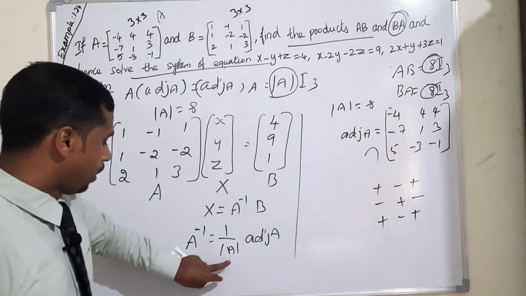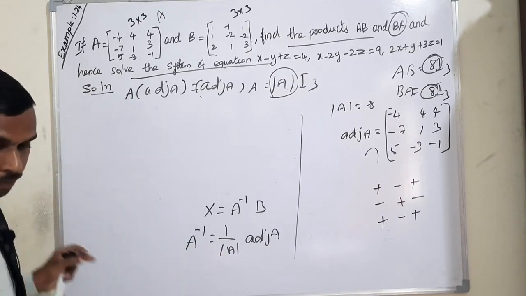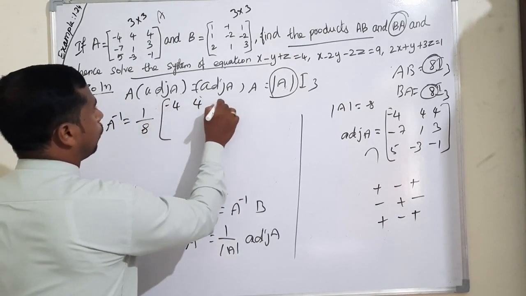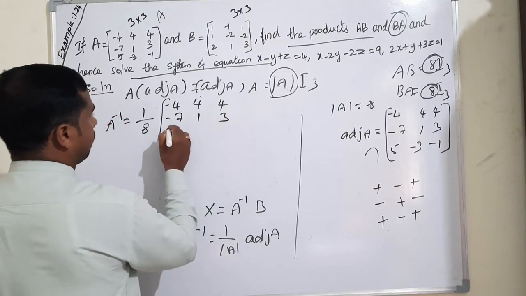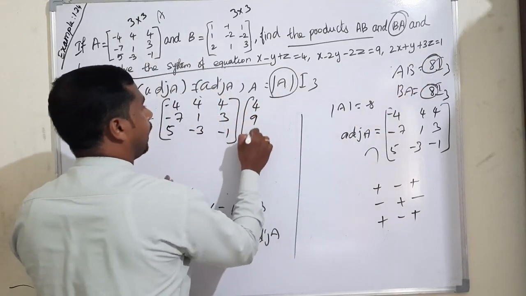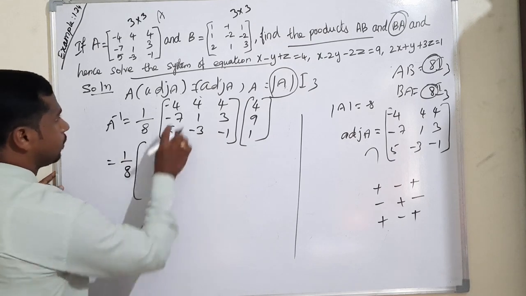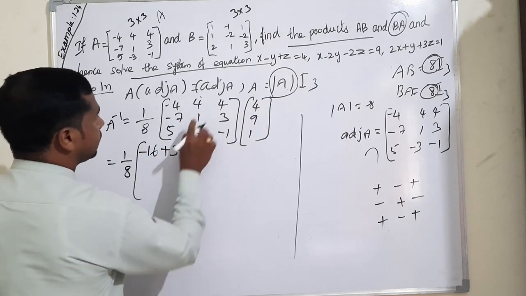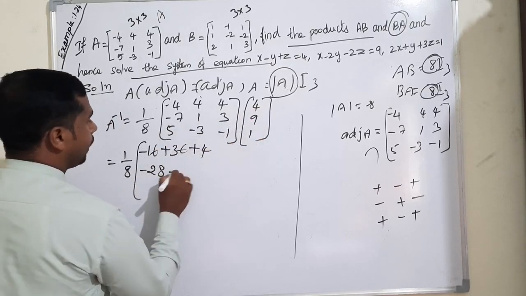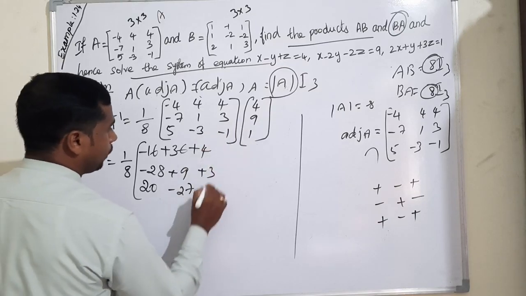Therefore, how to substitute into this formula? A inverse is equal to 1 by determinant of A, the value will be 8. Then adjoint of A means minus 4, 4, 4, then minus 7, 1, 3, 5, minus 3, minus 1. Then the constants 4, 9, 1. Therefore, one by 8, multiply: minus 4 into 4, minus 16, 4 into 9, positive 36, 4 into 1, 4. Second row multiplied with the corresponding column: minus 7 into 4, minus 28, 1 into 9, 9, 3 into 1, 3. Then 5 into 4, positive 20, minus 3 into 9, minus 27, minus 1 into 1, minus 1.